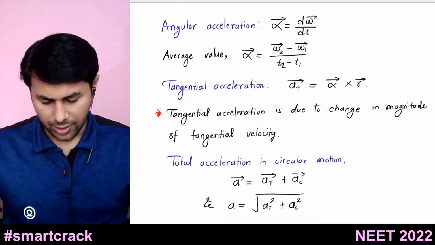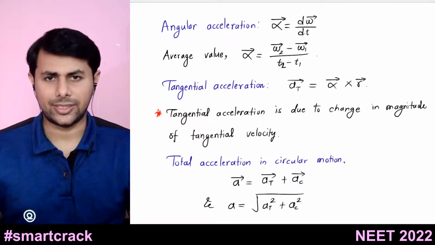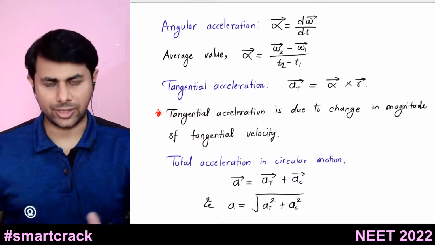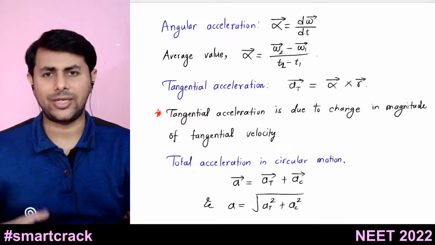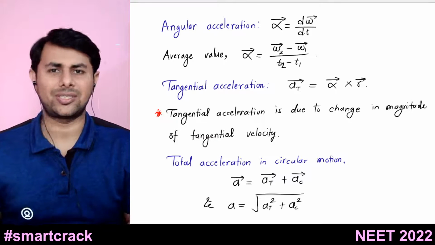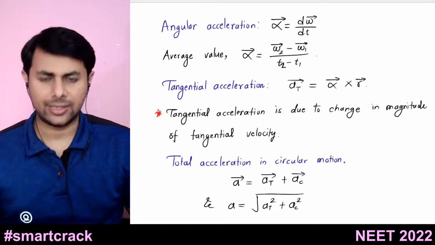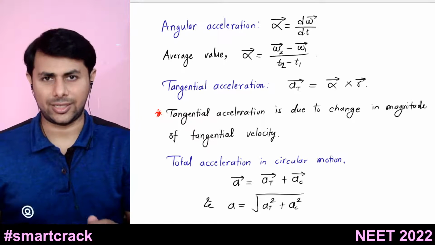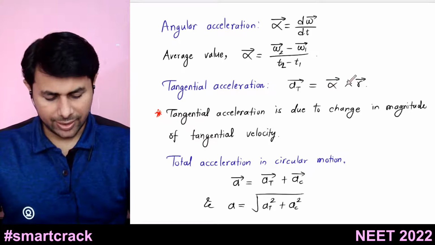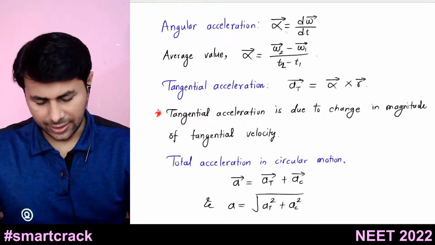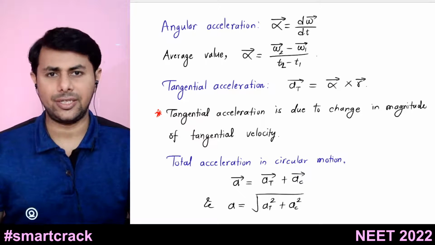Okay. So now there are two kinds of accelerations in circular motion or rotational motion. The first one is centripetal acceleration, which we had discussed when we discussed circular motion and uniform circular motion. And there is another acceleration which is known as tangential acceleration. So tangential acceleration is alpha bar cross r bar. That is the cross product of angular acceleration and the radius vector.